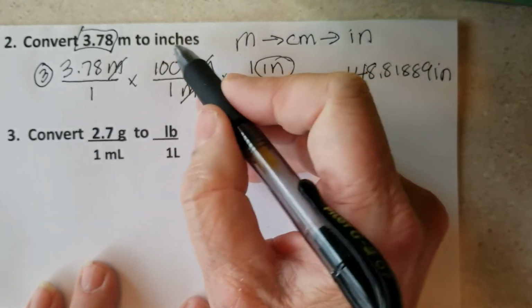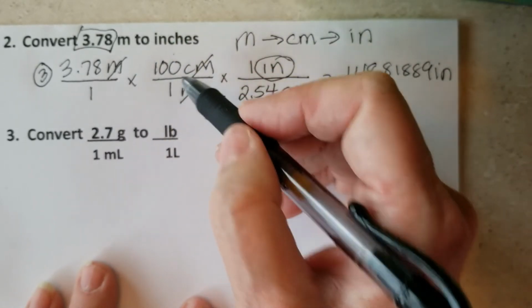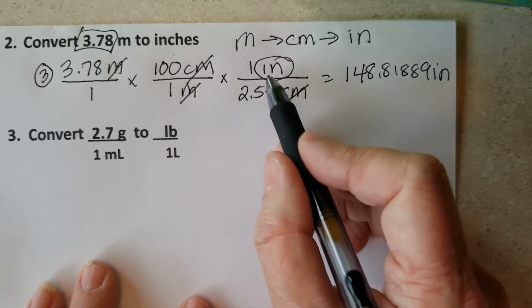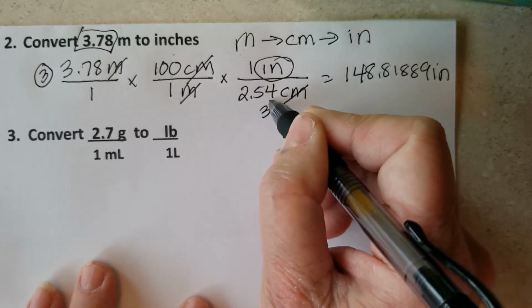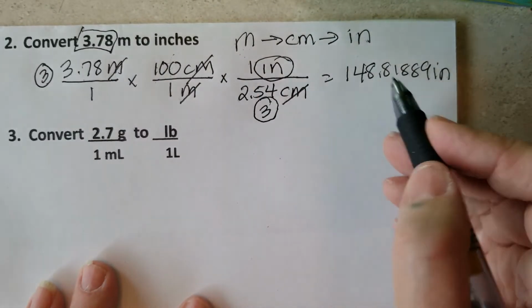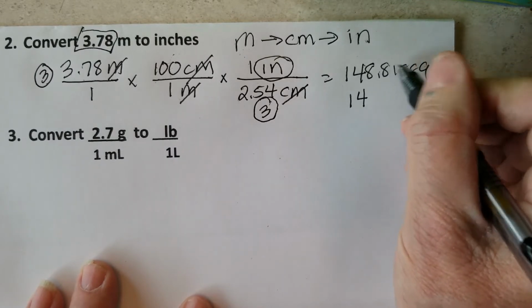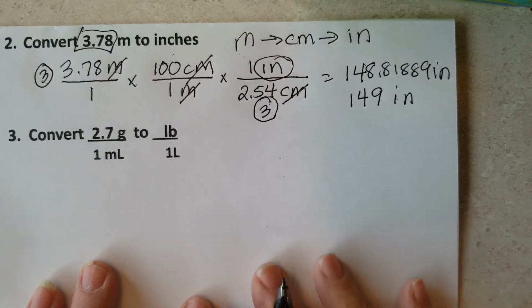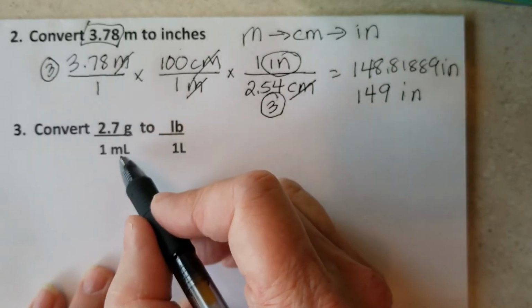This is a definition. 1 meter exactly equals 100 centimeters, so I don't have to worry about sig figs there. But going from metric to English is a measured value, so I do have to worry about this 2.54, which has 3 sig figs. So I have 3 sig figs here, 3 sig figs here. I can have 3 sig figs in my answer. So that comes down to 149 inches, I have to round up. There you have it.